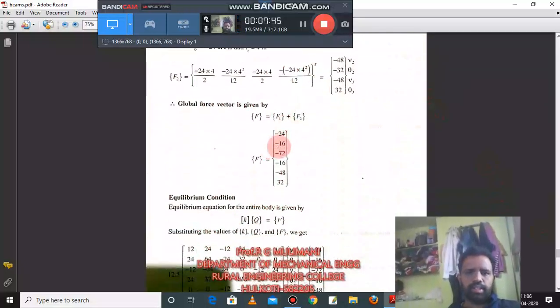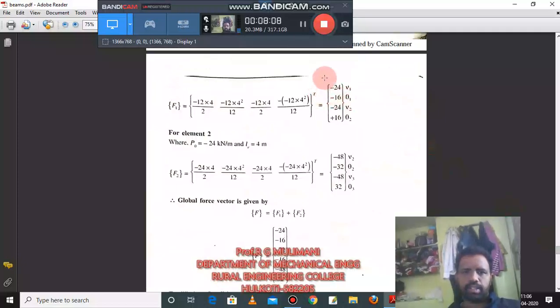Then you find the global force vector. Okay, this is F1 M1 F2 M2. See here, you will get F2 and M2 values in both elements. So the terms which occupy this position will be added. See here, in the force vector for element 1, V2 theta 2 is there. Here also V2 theta 2 is there.